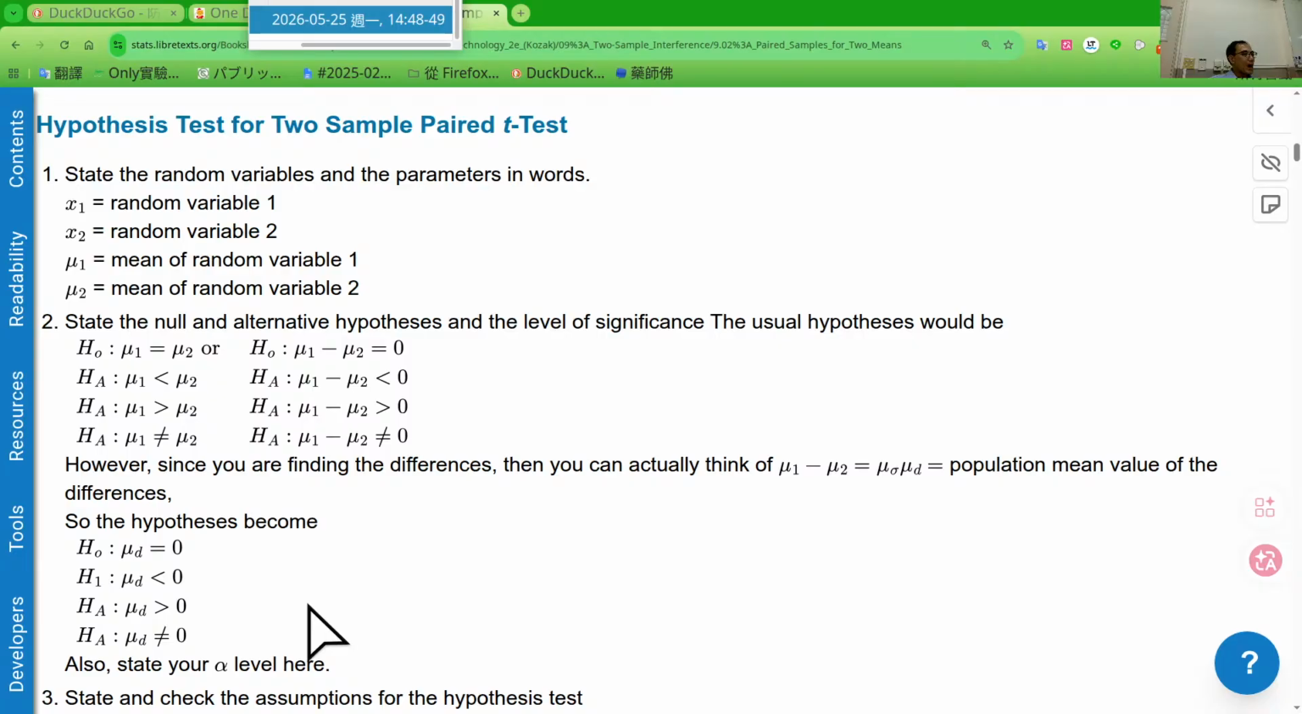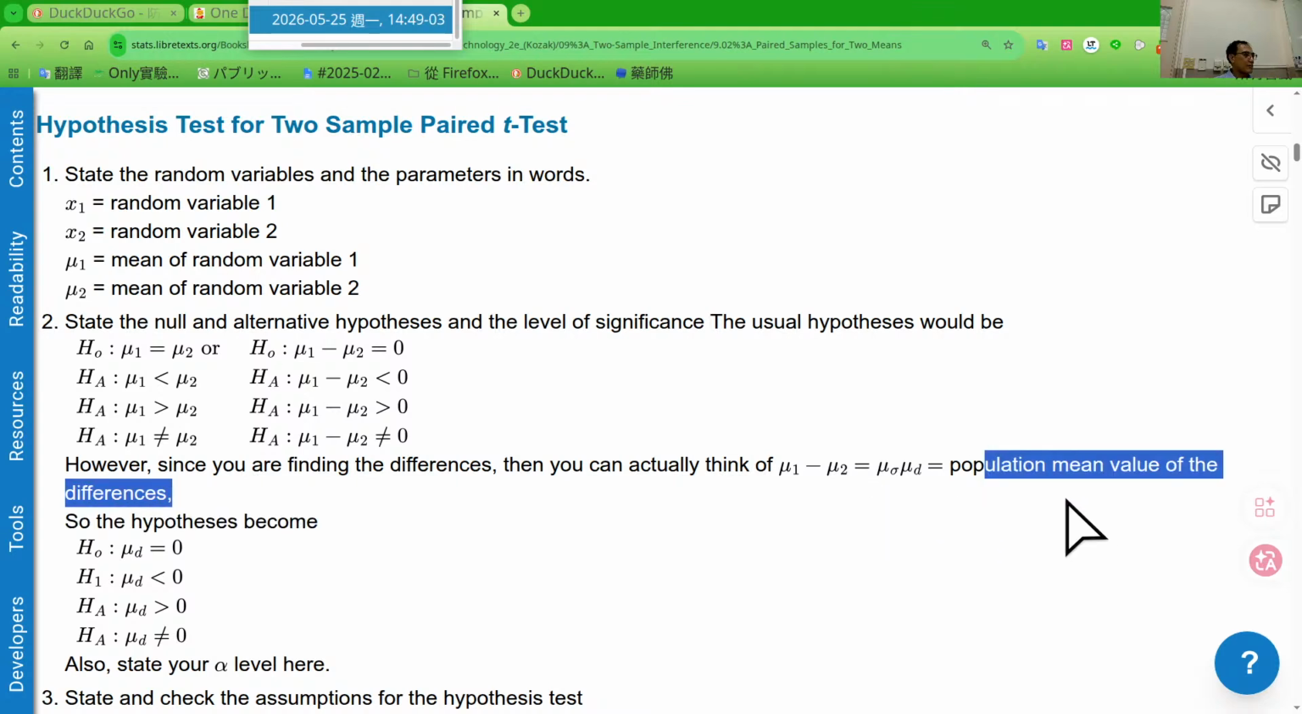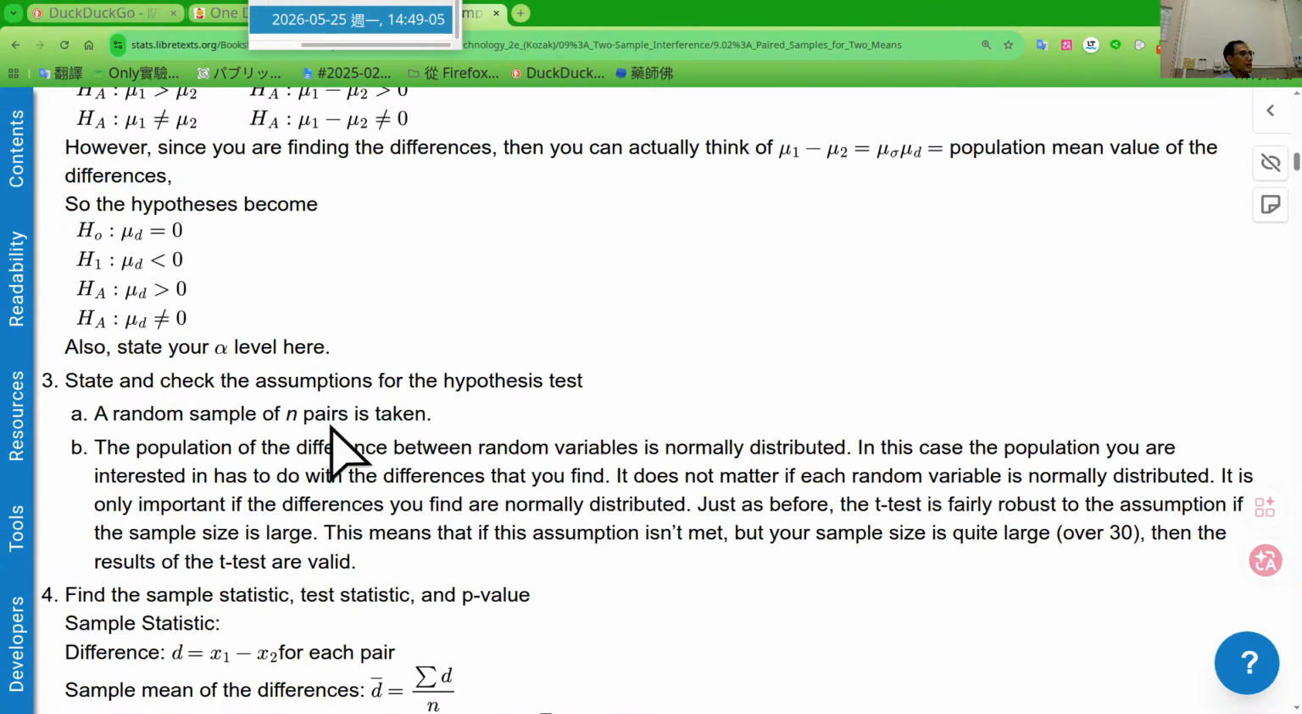However, since you are finding the differences, you can think of mu1 minus mu2 as mu d, the population mean value of the differences, so the hypothesis can be stated this way. Also state your alpha level, generally 0.05, but it depends on your purpose, it can be 0.01 or 0.1.